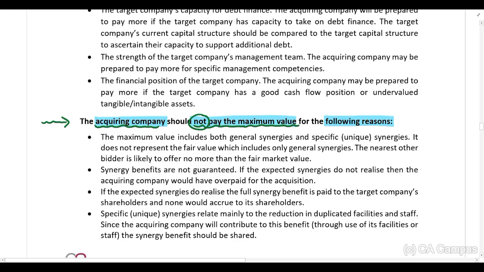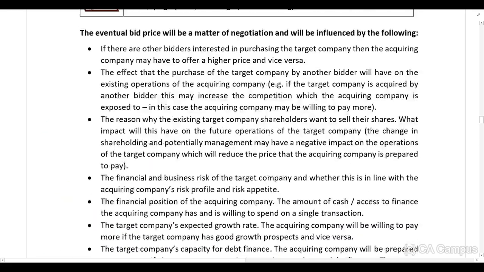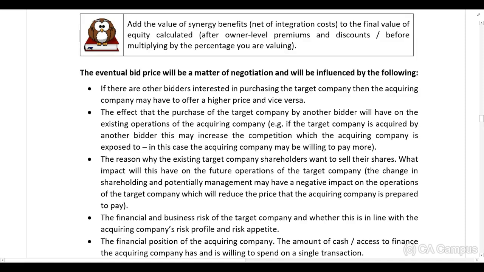So you can work through that on your own. I have discussed it with you. Then in addition to that, we've calculated three values. We've got the minimum value, the fair value, and the maximum value. And the final bid price, or the eventual bid price, will be a matter of negotiation, and it will be influenced by the following.